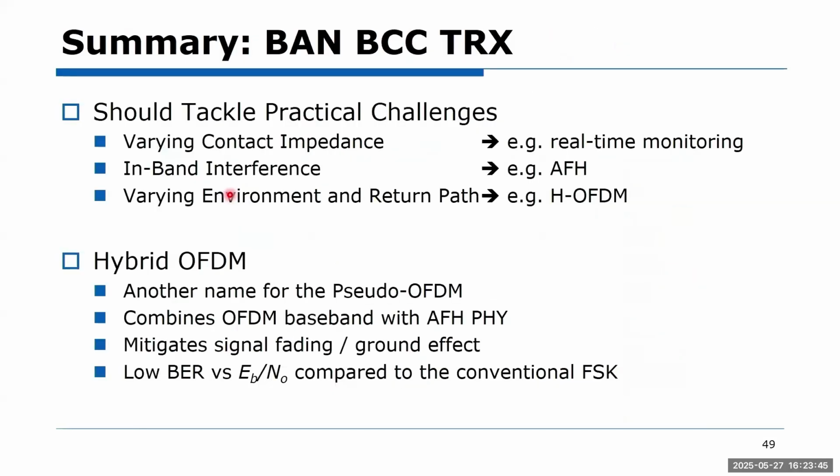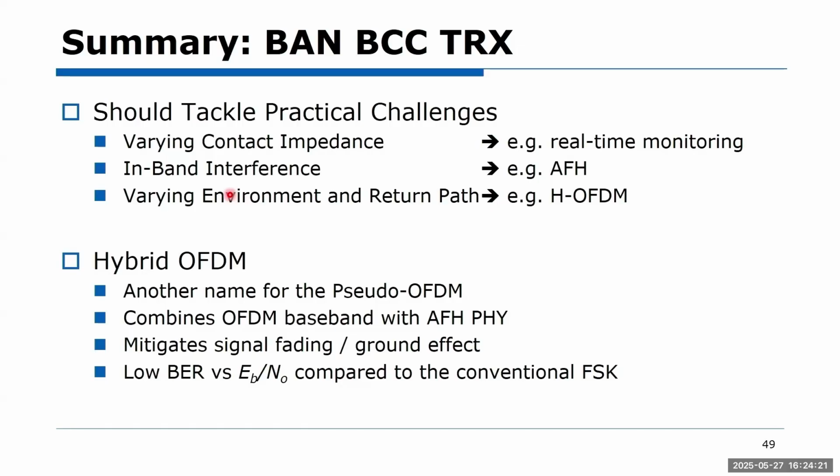Just to summarize on the body area network BCC transceivers, why do we need body coupled communication in the first place? Because RF on body is not that efficient, because the human body is absorbing a lot of energy. So that's why we came up with the idea to use the body as a coupling medium to communicate. But by doing so, we have to deal with some interferences as well as the varying environment and return path conditions, which can be overcome, for example, with the hybrid OFDM.